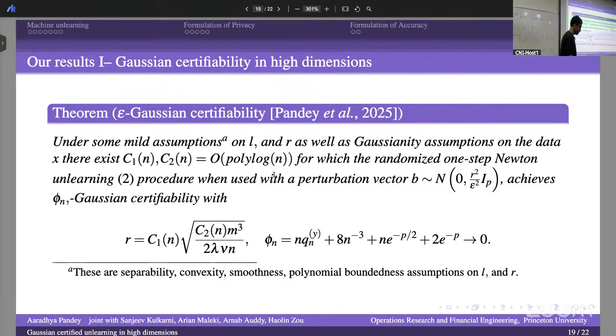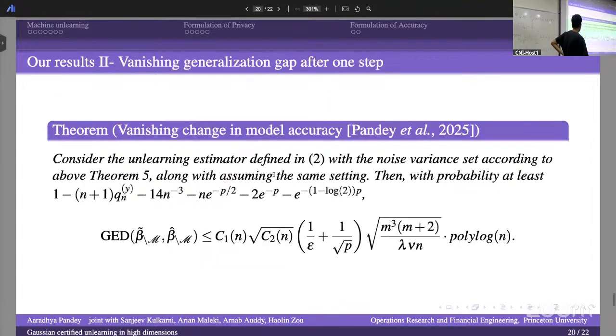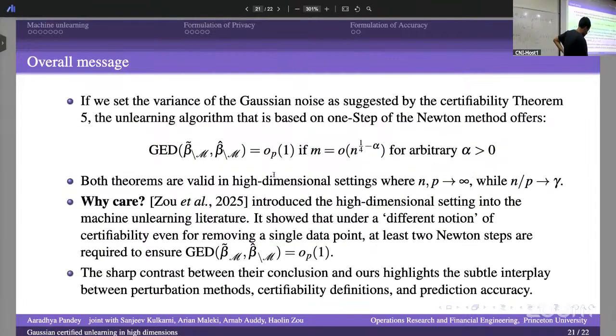Okay, so the question is, does this help in the other world, which is to be able to achieve generalization error divergence going to 0? It turns out yes. Again with high probability, the generalization error divergence looks like some power of m divided by square root n.